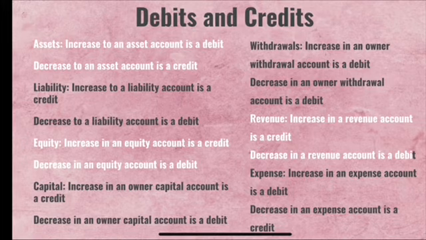Capital. Increase in an owner capital account is a credit. Decrease in an owner capital account is a debit. Withdrawals. Increase in an owner withdrawal account is a debit. Decrease in an owner withdrawal account is a credit. Revenue. Increase in a revenue account is a credit. Decrease in a revenue account is a debit. Expense. Increase in an expense account is a debit. Decrease in an expense account is a credit.